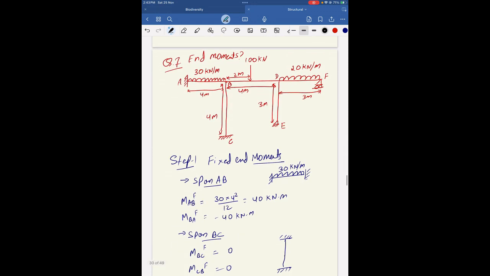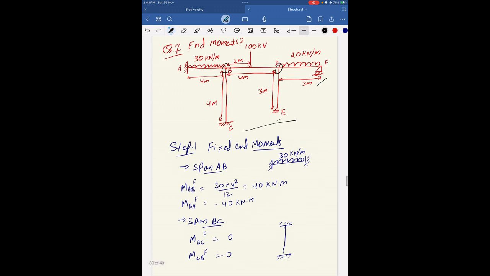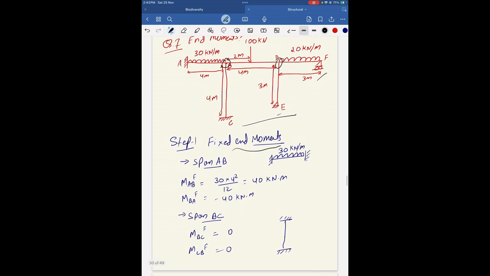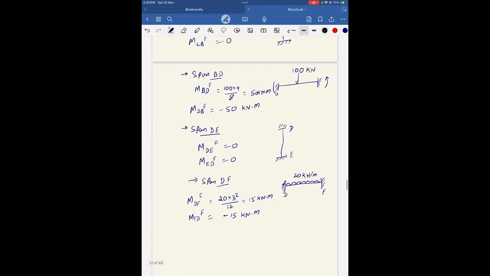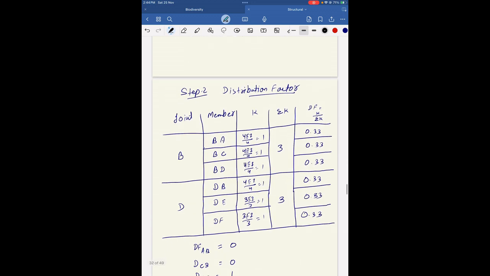Now we will see the end moments of this equation. Here A is fixed, C is fixed, E is pin joint, F is roller pin joint, B and D have 3 members. Now similarly we find the fixed end moment of each span. So span AB, BC, BD, DE, FD, all we find the fixed end moment and distribution factor.